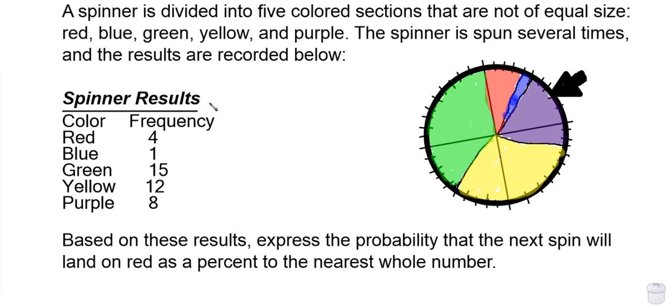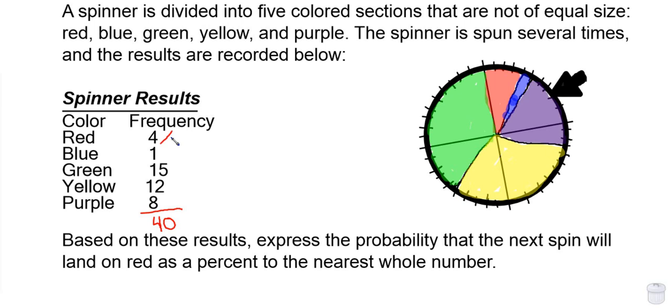But here's the spin results. So they spun it a bunch of times, and 4 of the times it landed on red, 1 of the time it landed on blue, 15 of the times it landed on green, 12 of the times it landed on yellow, and 8 of the times it landed on purple. So how many total times are we talking about here? Let's see, 8 plus 12, there's 20, and there's 5 and 15. So this was a total of 40 times that they spun this thing.